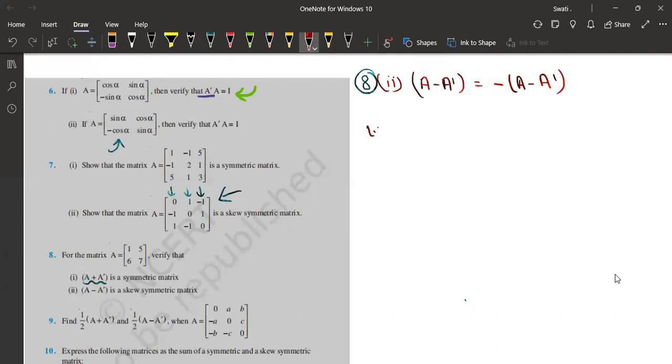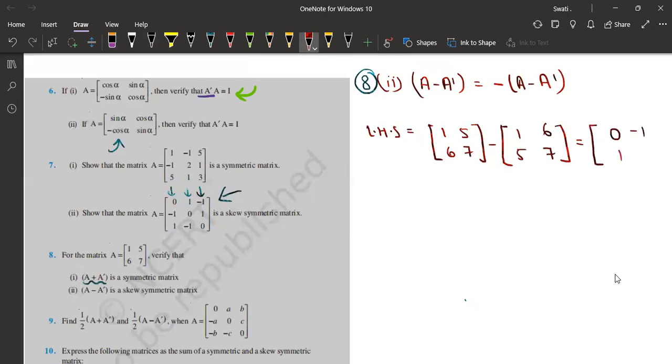So let's find out the LHS. So LHS is A minus A transpose. So A is 1, 5, 6, 7 minus A transpose. If you do the transpose, it is 1, 5, 6, 7. And of course, if you subtract them, you will get 1 minus 1, 0, 5 minus 6, negative 1, 6 minus 5, 1, and 7 minus 7, 0. This is your LHS. On the RHS, we have first A minus A transpose, but negative of that. But we already have A minus A transpose, that is 0, negative 1, 1, 0.